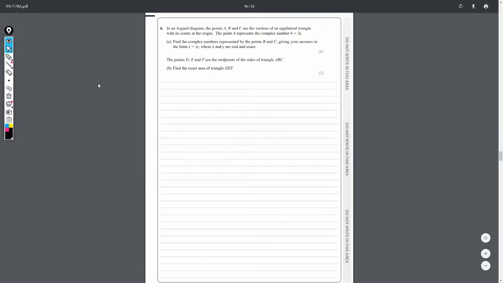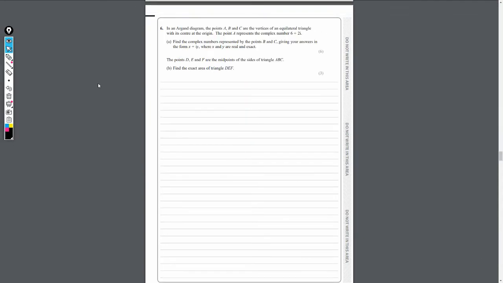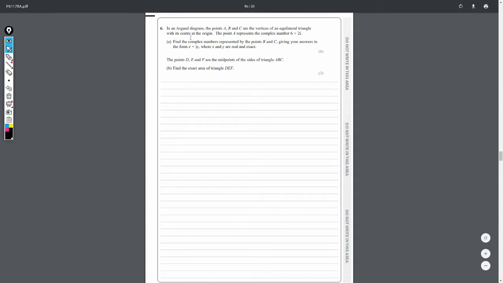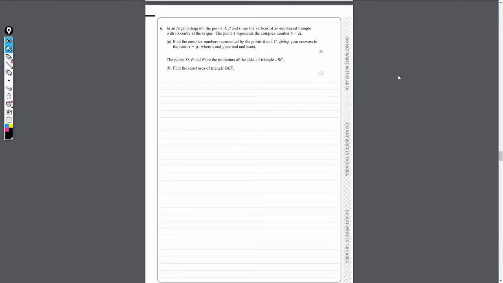Moving on to question 6 now, we have a question in relation to complex numbers, and more specifically complex numbers in terms of geometry. Okay, so we're given this complex number here, 6 plus 2i, and this is in terms of an Argand diagram. So these are the points A, B and C, where this is the point A. The other 2 points are the other vertices of an equilateral triangle with its centre at the origin. And then part a just jumps in straight away asking us to find the other points B and C.